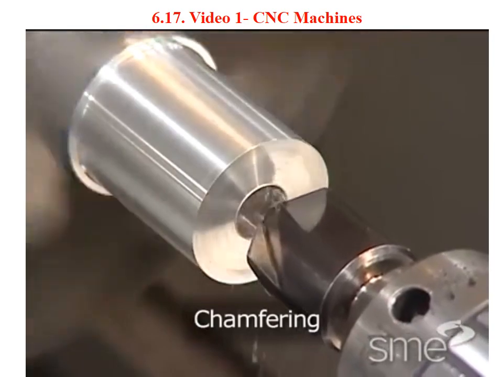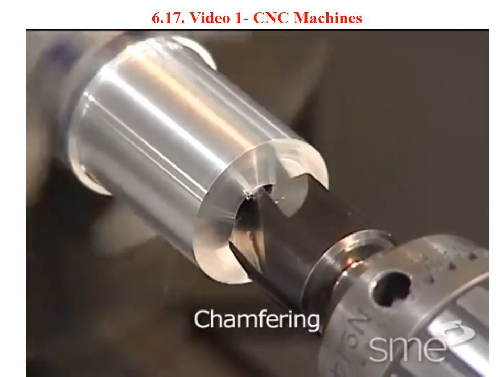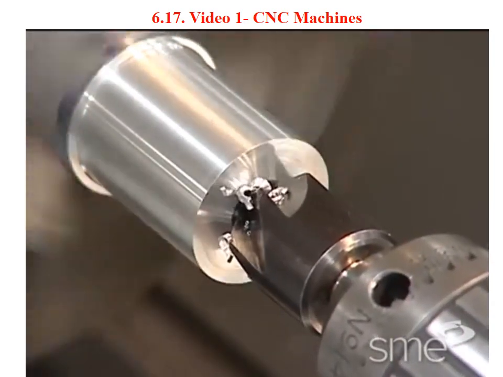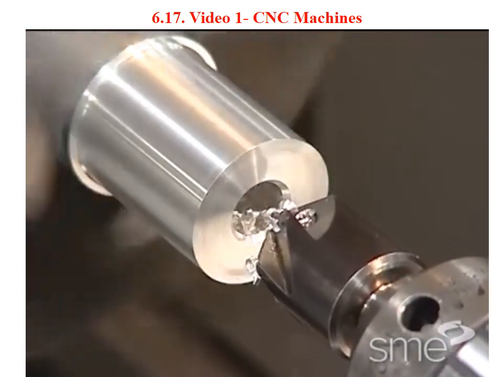Chamfering eliminates sharp corners from a workpiece and is a good safety measure. Typically, chamfering breaks corners at a 45-degree angle.